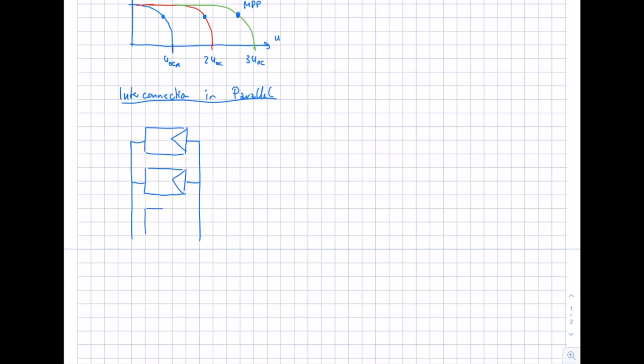And we take a third one, again connected in parallel. And what is happening with the voltage, with the current? The total current, of course, as you know this from other DC power sources like batteries, the current is the sum of each power source.